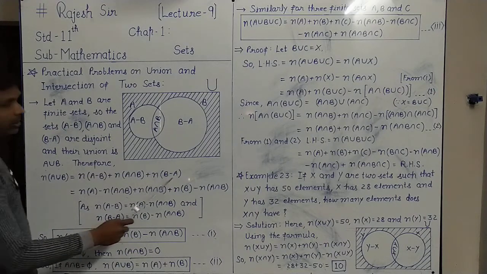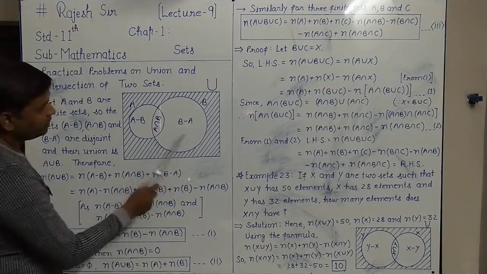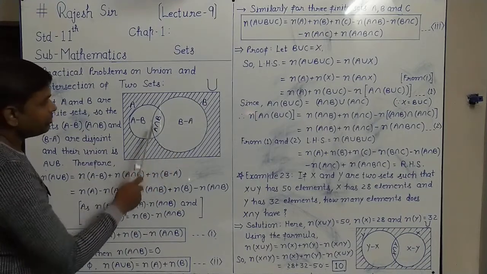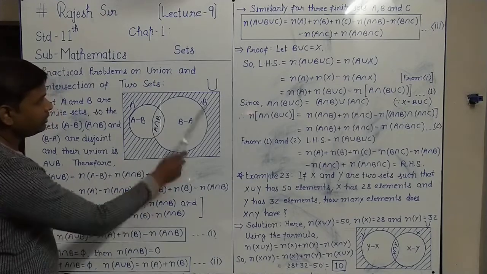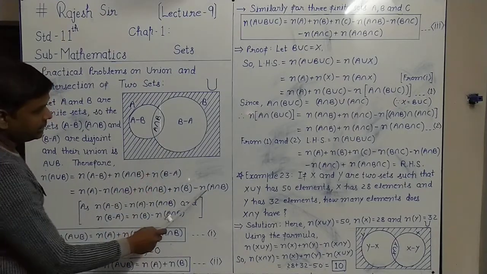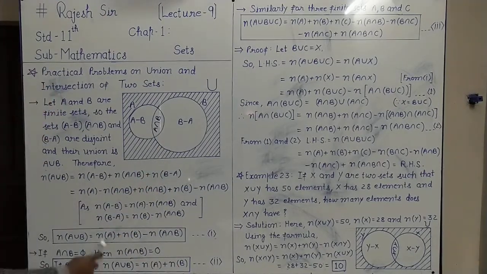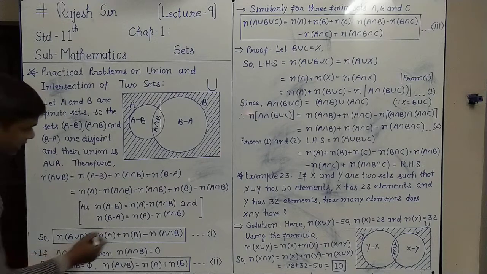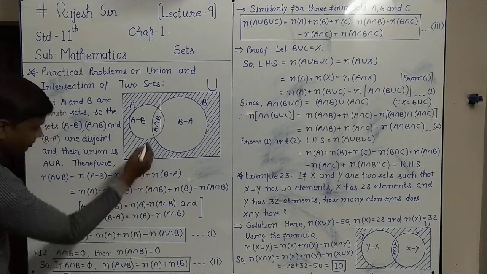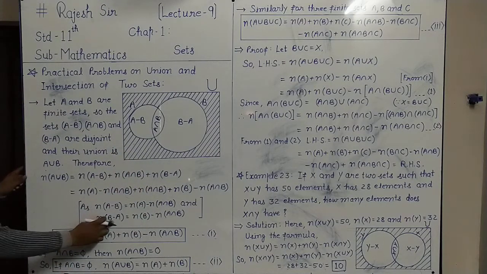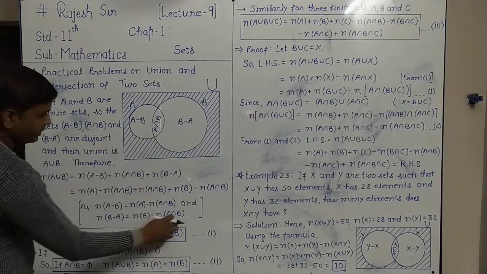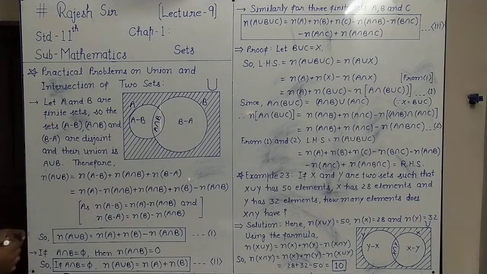plus n(B minus A), which is this portion only. To get this n(B minus A), we have to subtract n(A intersection B) from n(B). So it is n(B) minus n(A intersection B). The reason is, as we have done, n(A minus B) equals n(A) minus n(A intersection B), and you can see this from the figure. And then n(B minus A) equals n(B) minus n(A intersection B), which you can also see from the figure.